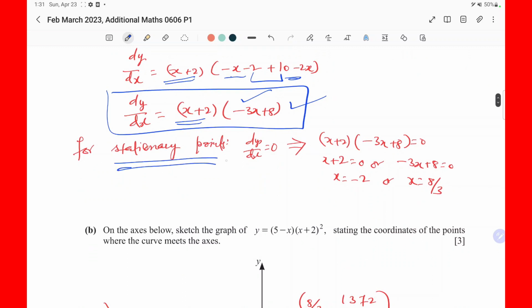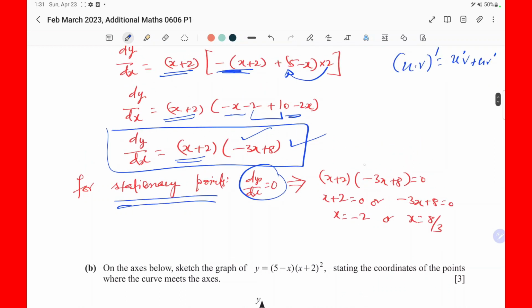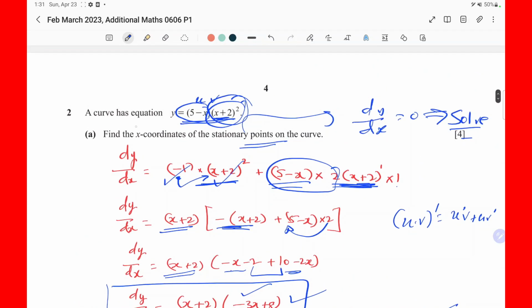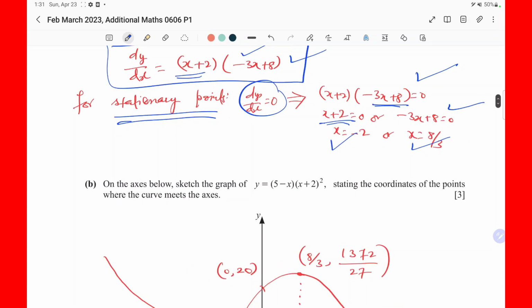Now for the stationary point, we know that dy over dx should be 0. So x plus 2 bracket minus 3x plus 8 should be 0. So x plus 2 equals 0, or minus 3x plus 8 equals 0. If you solve this, you will get x equals minus 2, and if you solve this, you will get x equals 8 over 3. So here the question was only to find x coordinates, right? So we are not going to find the y coordinate as well, because this question is based only on x coordinates. So this too will be our answer.